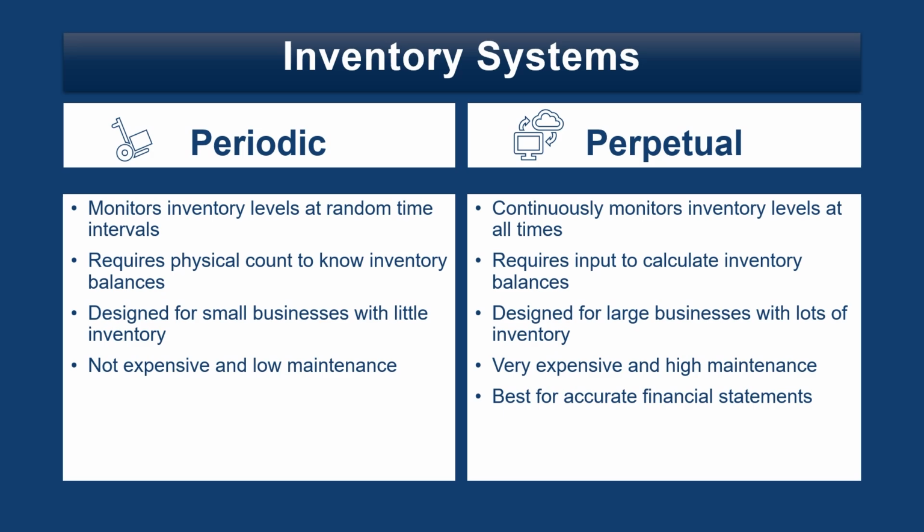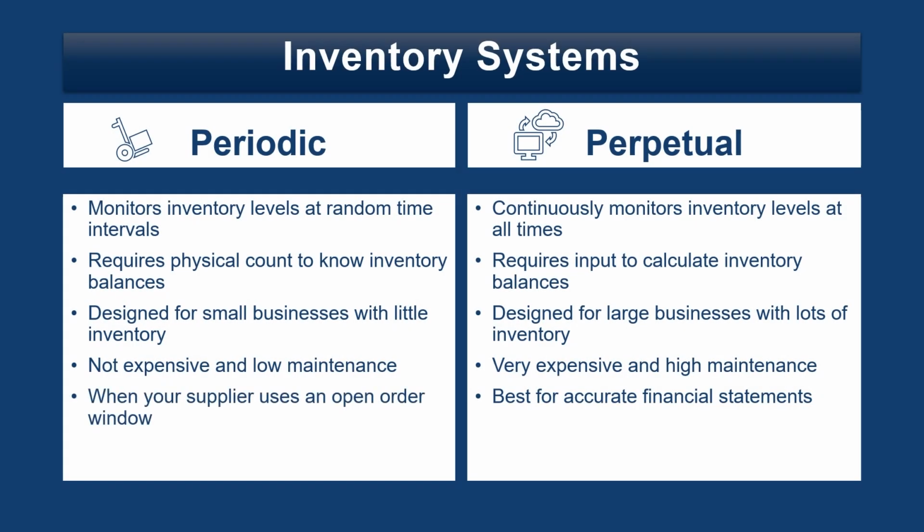When it comes to a periodic and perpetual inventory system, you or your business gets to choose which type of inventory system you will use. However, when it comes to the parties or third parties you work with, like your suppliers, they too may have a specific type of inventory system. So if your supplier uses a periodic inventory system, there's something called an open window, and that is the time in which you can place an order. So the supplier says from the 1st through the 5th, for example, it's the only time our order window is open.